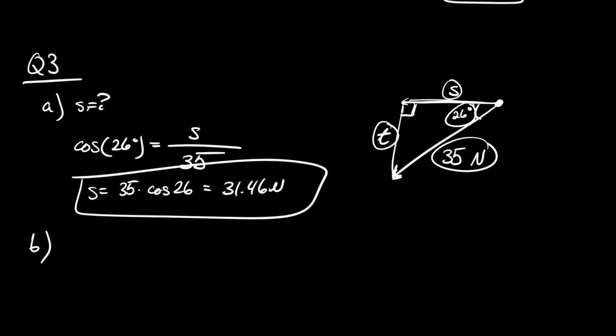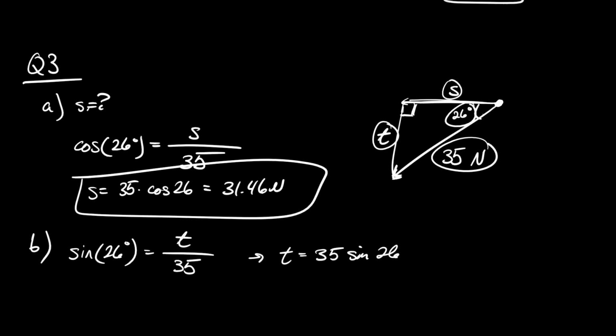And now for T. So T is the opposite side. We have opposite and hypotenuse. We probably want to use sine. So sine of 26 degrees will tell us what side T is divided by the hypotenuse. Again, you rearrange this, multiply both sides by 35. Plug this in your calculator. And 15.3.